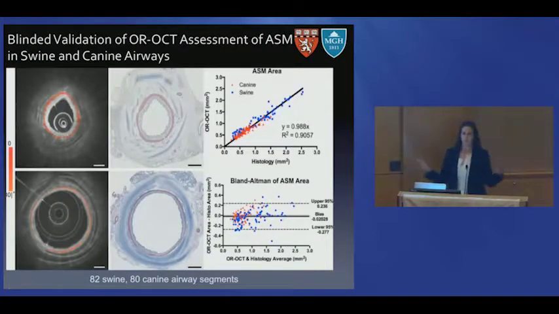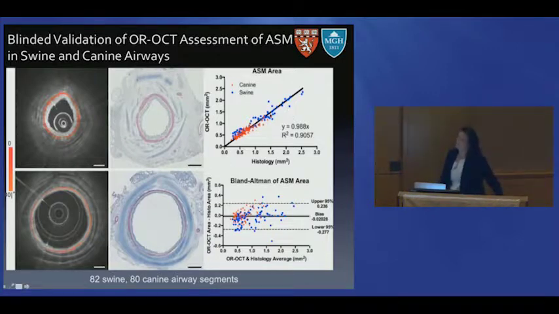We then sent both data sets, the orientation resolved OCT highlighting the smooth muscle, and the histology off to blinded individual readers, and we had them hand trace the smooth muscle, and we found a really great correlation with the amount of airway smooth muscle in these. This is 162 airway segments done here, 82 swine and 80 canine. And you can see that the correlation between the OCT amount of smooth muscle and the histology were very nice, with basically no bias at all.